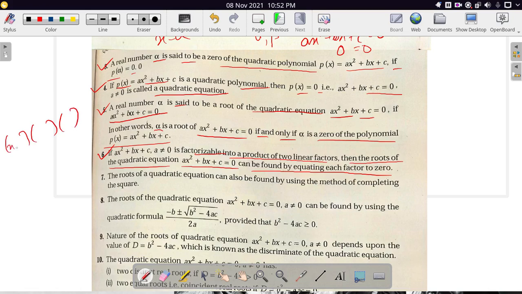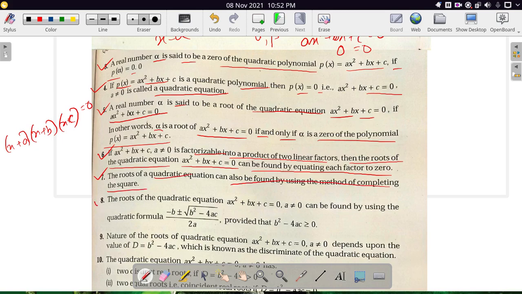Suppose x plus a, x plus b, and x plus c. This is a cubic polynomial. When you equate the cubic polynomial to be equal to 0, that is basically the process of factorization, the middle term factor, what we had learned. Now point number 7, the roots of a quadratic equation can also be found by using the method of completing the square.